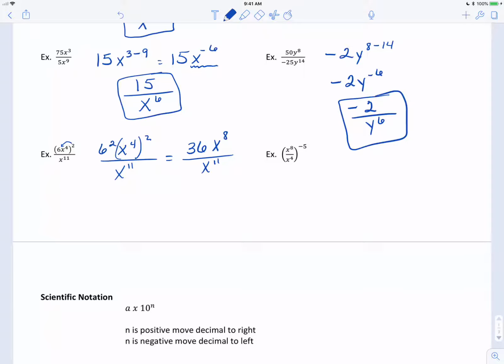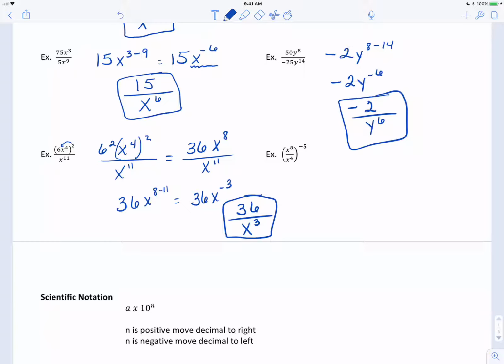Well, now we're going to subtract those exponents. So 36 x to the 8 minus 11 leaves us with 36 x to the negative 3. So we need to put that exponent on the bottom to become positive.